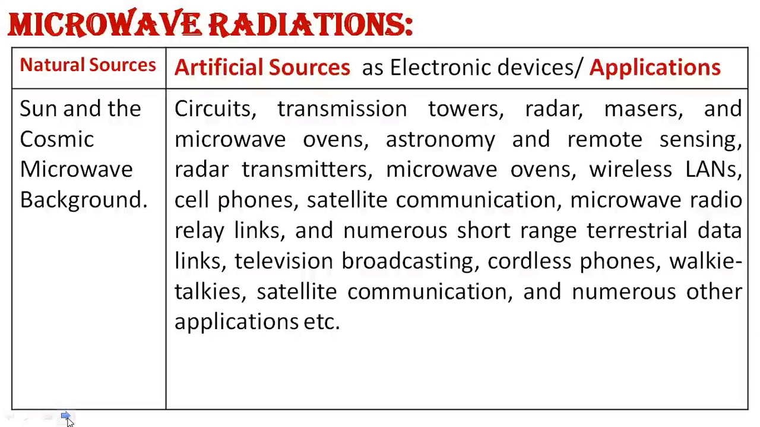Microwave ovens, wireless LANs, cell phones, satellite communication, microwave radio, relay links, and numerous short-range terrestrial data links, television broadcasting, cordless phones, walkie-talkies, satellite communication, and numerous other applications. So these are the sources of microwave radiation, natural and artificial.